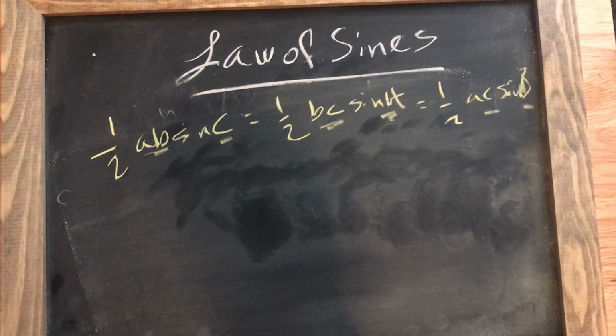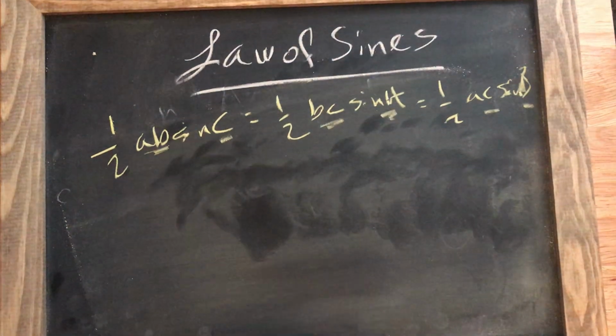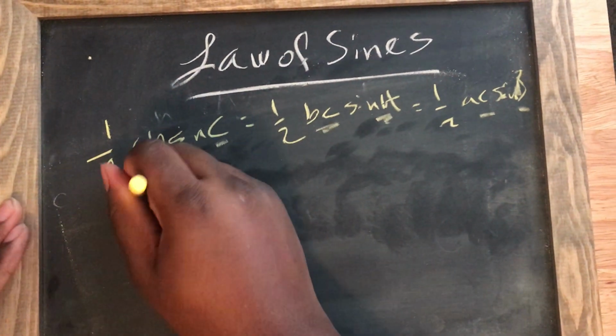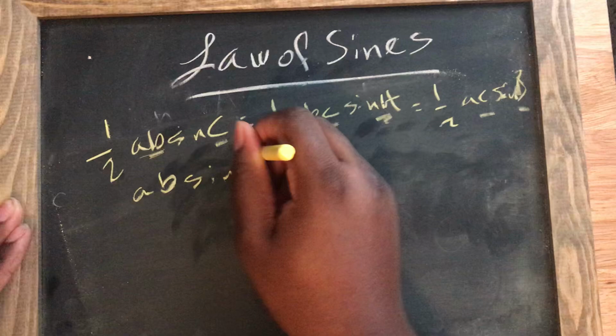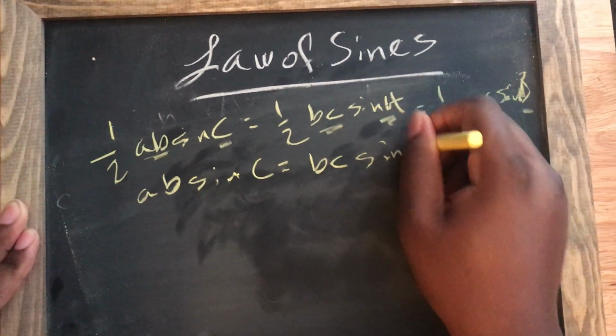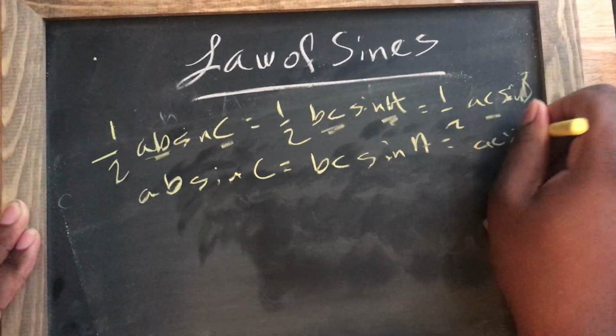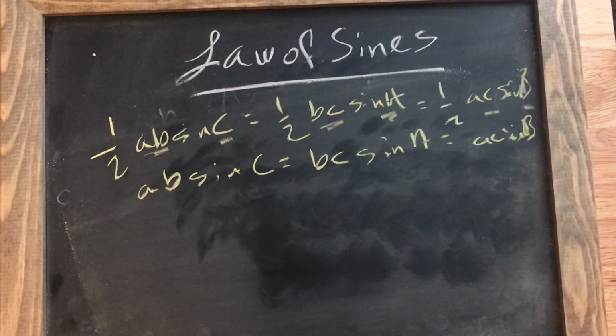Now, what if I decided to multiply everything by 2? What would that do? That would give me just AB sine of C equals BC sine of A equals AC sine of B. Check this out. What is going? The 1/2.